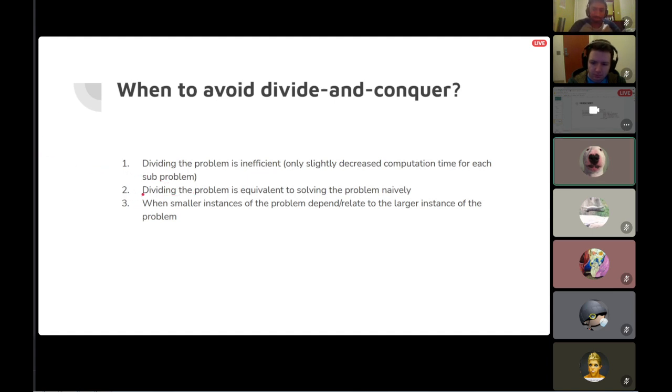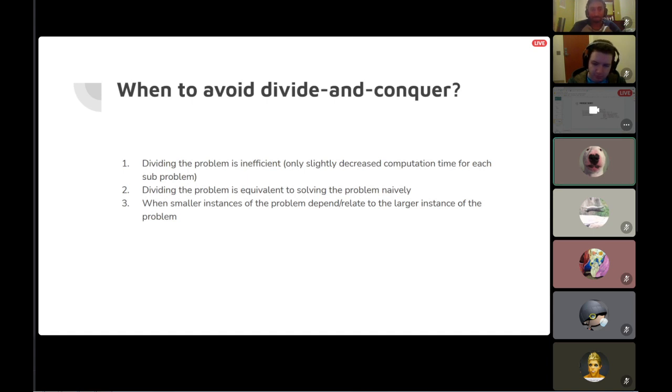Another thing, if dividing the problem is equivalent to solving the problem naively, just don't do it. For example, if you could do something in a for loop, or you could do a recursive algorithm that calls something in effectively the same way, why would you do that? It's probably even slower, to be honest, because now you're messing with the stack and everything.